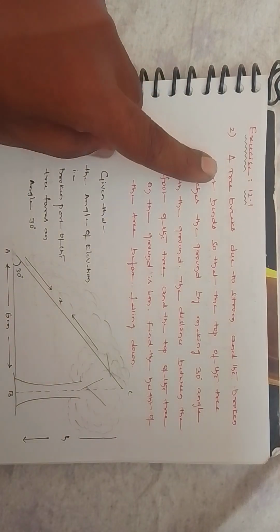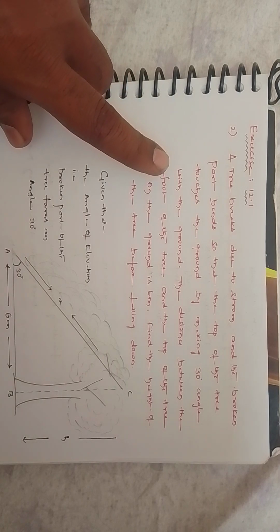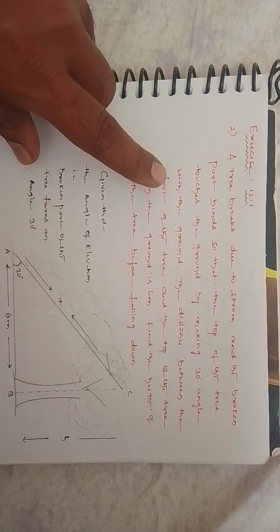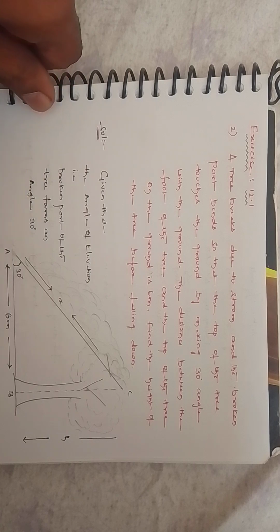12.1 second sum. A tree breaks due to storm and the broken part bends so that the top of the tree touches the ground by making an angle of 30 degrees with the ground. The distance between the foot of the tree and the top of the tree on the ground is 6 meters. Find the height of the tree before falling down.